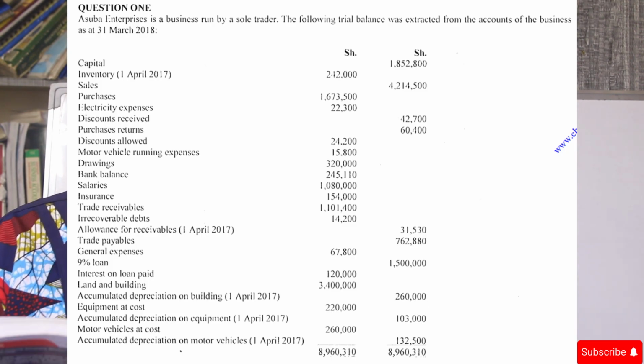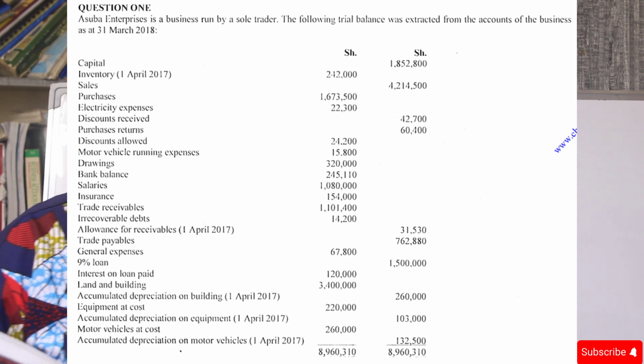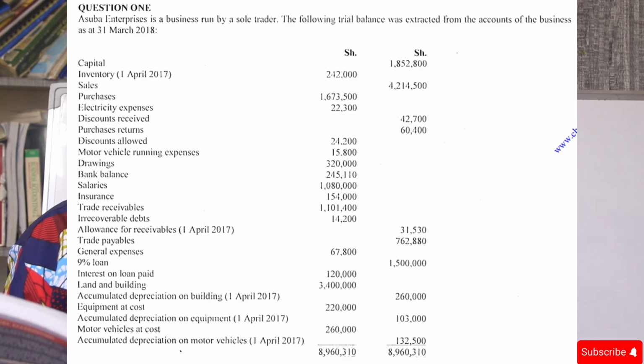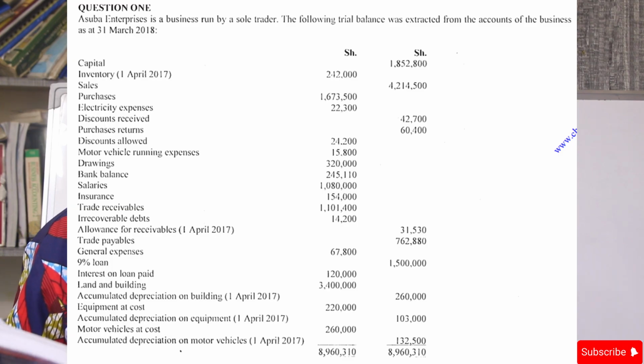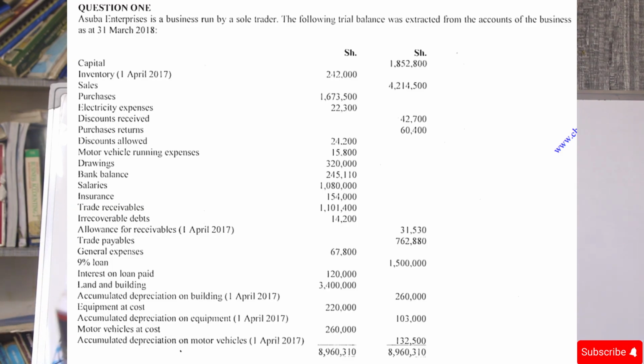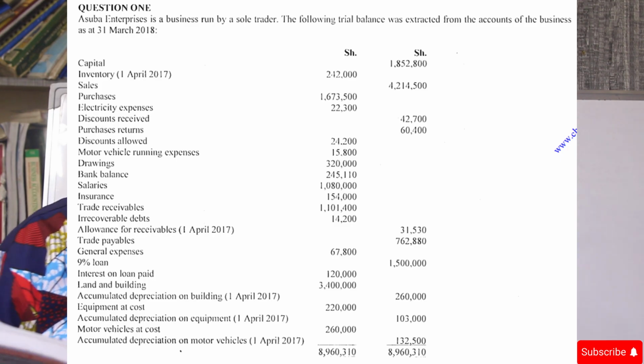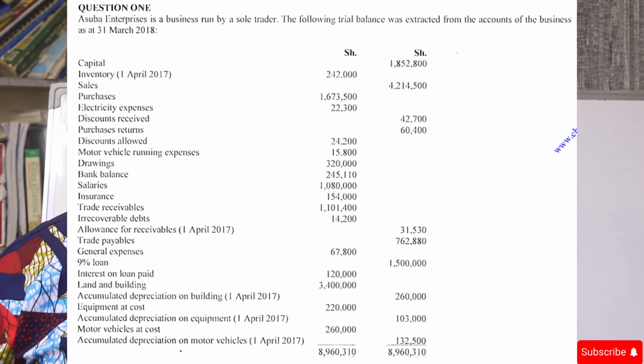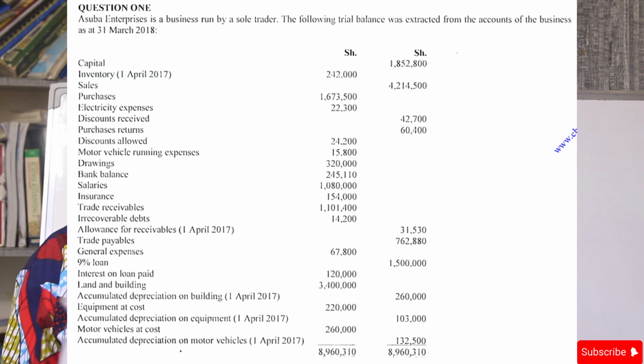Every time you find that there is a loan somewhere, remember to compute the interest expense, even when you're not told, even when you're not told under additional information. Interest on loan paid, as if you are told how much has been paid of the interest. Land and building, accumulated depreciation, equipment at cost, accumulated depreciation on equipment, motor vehicles, accumulated depreciation on motor vehicles.